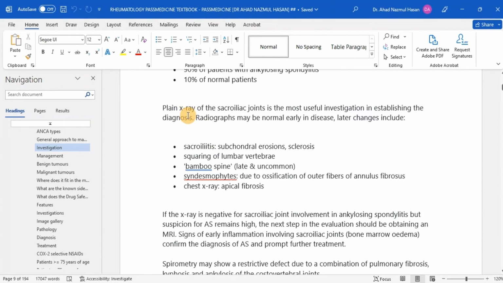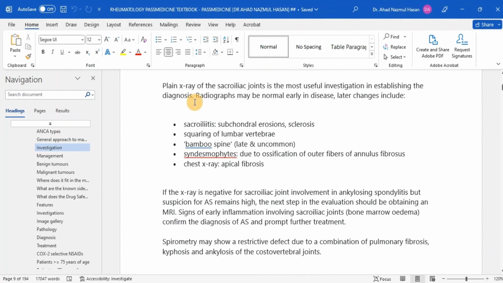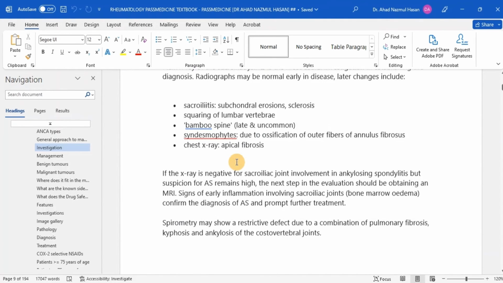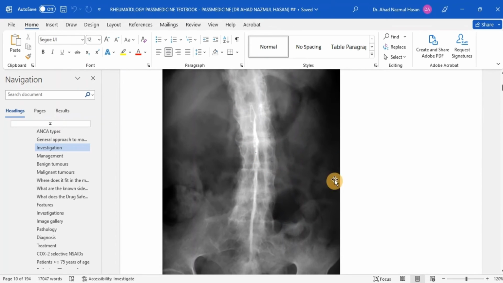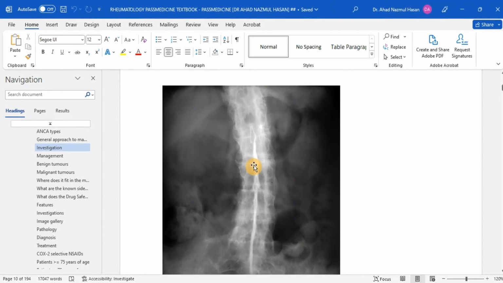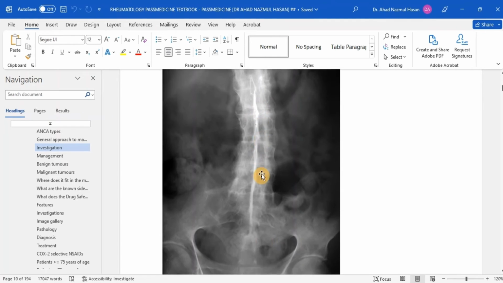And the radiological findings of ankylosing spondylitis: features of sacroiliitis in the initial stages, and later giving rise to squaring of the lumbar vertebra as well as bamboo spine and syndesmophyte. So this is advanced ankylosing spondylitis. This is known as the formation of the bamboo spine, and this is the dagger sign. So dagger sign along with formation of the bamboo spine in advanced cases.